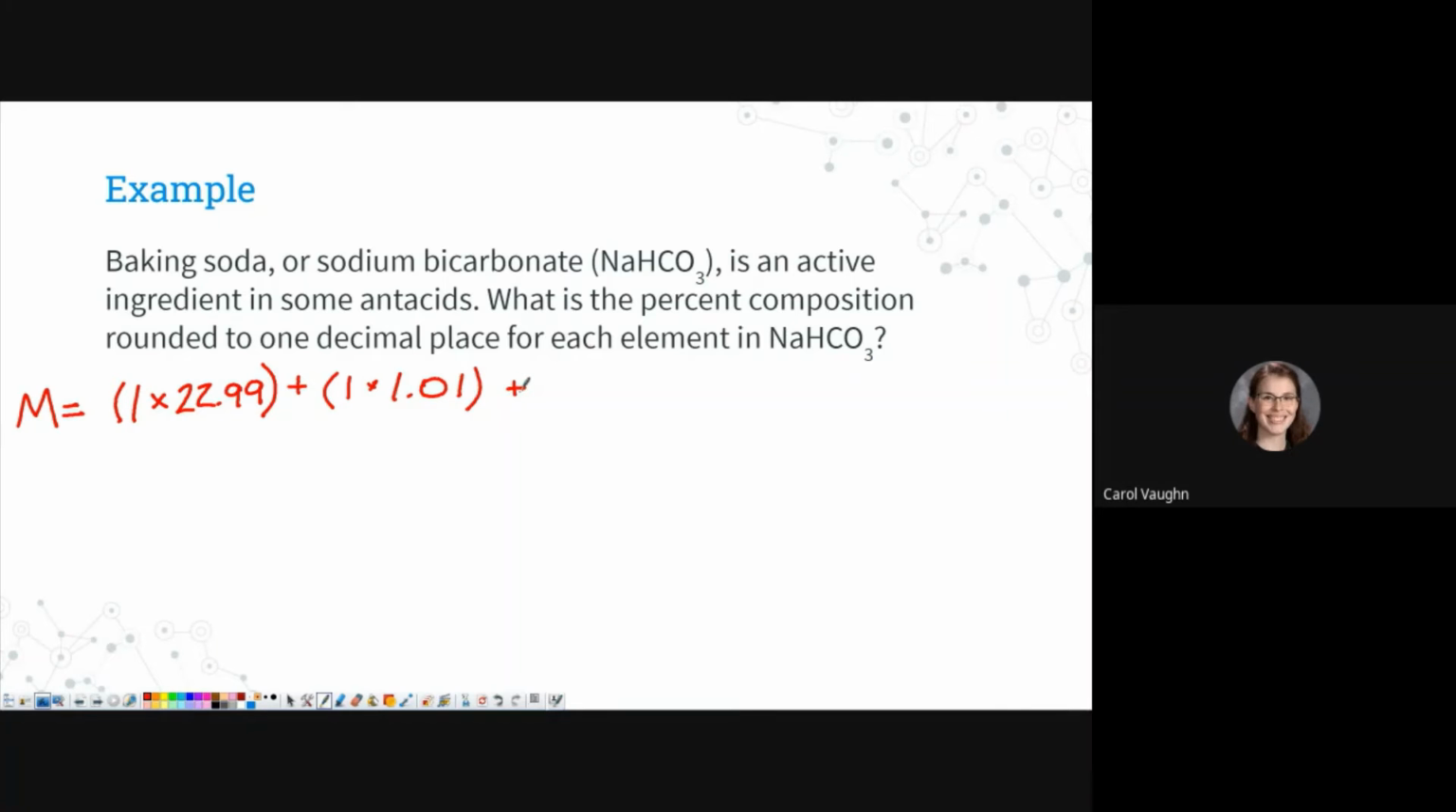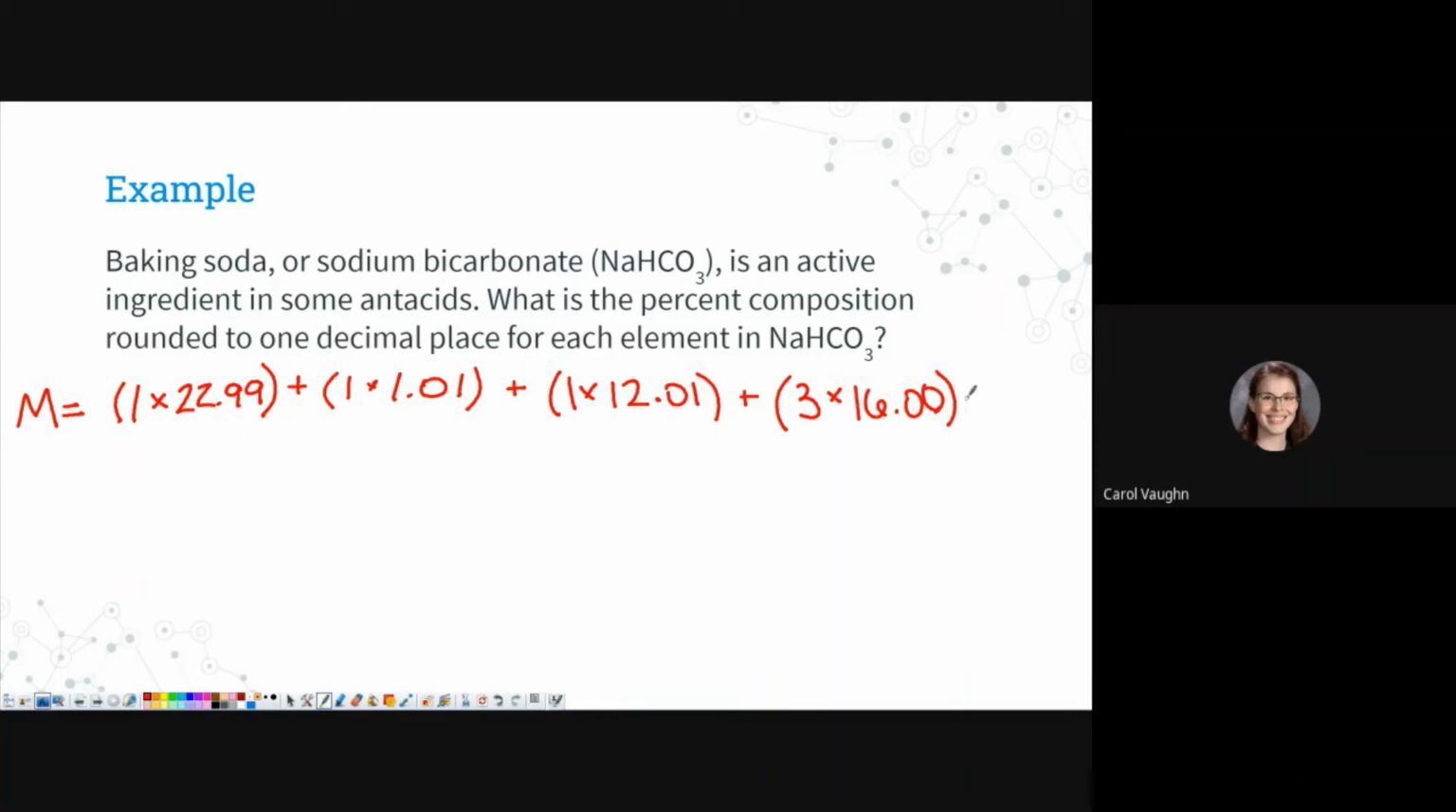How many carbon atoms, how many carbon moles are in 1 mole of this compound? 1, because we still don't have a subscript number. Molar mass of carbon is what? 12.01, which is just the same as its atomic mass. Now, how many oxygens do we need to account for? 3. So we're going to take 3 times the molar mass of oxygen, which is what? 16.